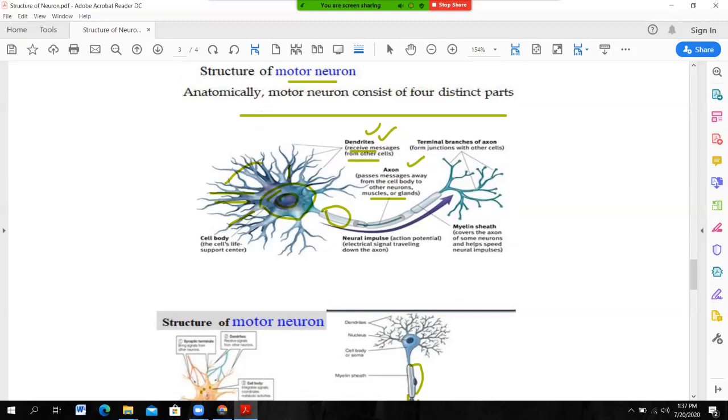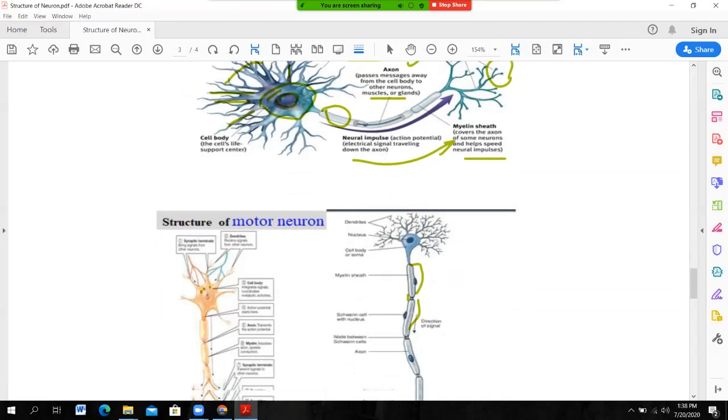The nerve impulses, the action potential, are electrical signals traveling down the axon in one direction. They always travel in one direction. And the function of myelin sheath is to help speed up the neural impulses. They increase the speed of the impulses. These are the terminal branches, the synaptic knob. The synaptic knob contains synaptic vesicles, and that synaptic vesicle contains neurotransmitter, and messages are passed to other neuron by means of that neurotransmitters.